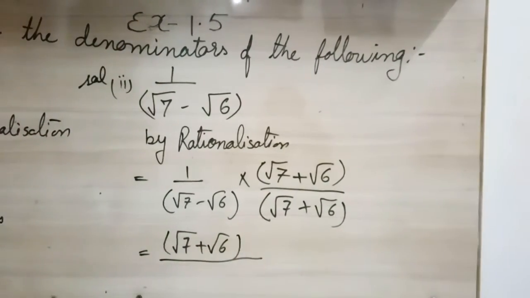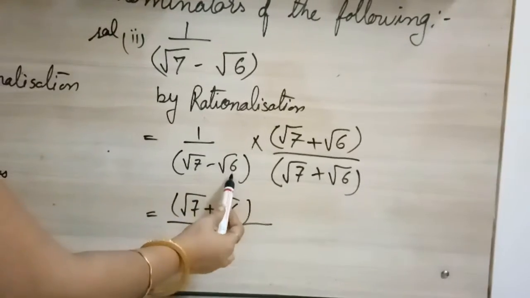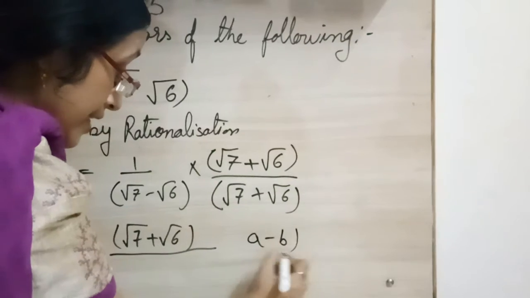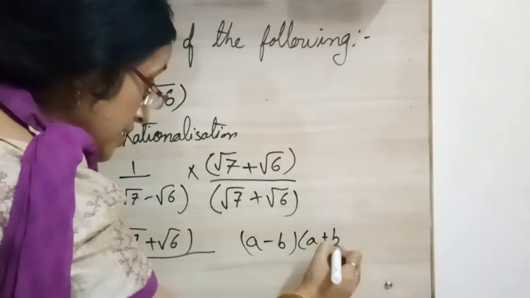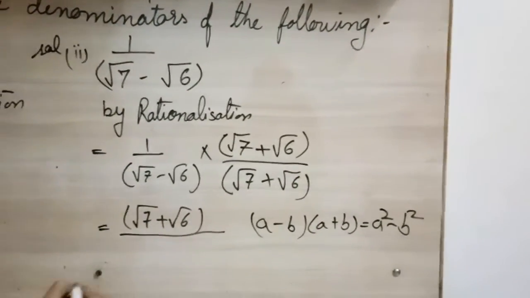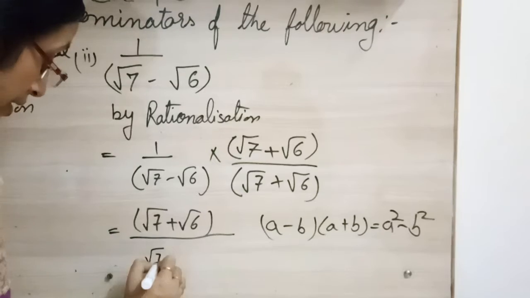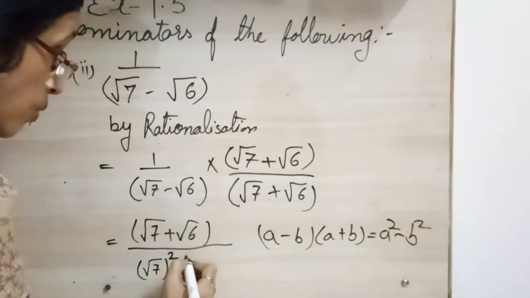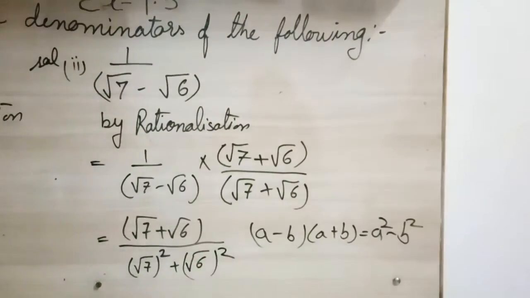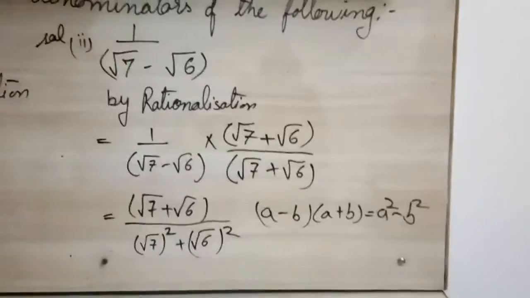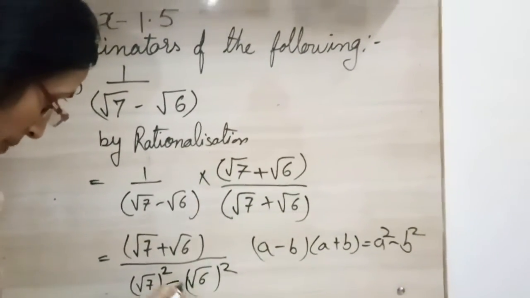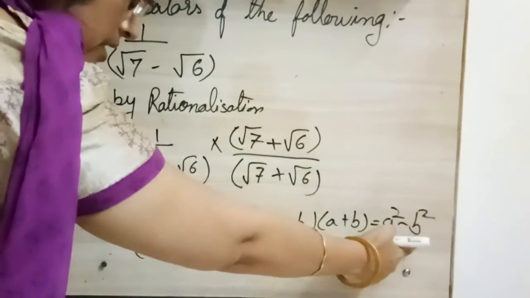And in the denominator, if you observe properly, root 7 minus root 6, root 7 plus root 6. Which identity have we studied? A minus b, a plus b is equal to a square minus b square. So what will it become? It will become root 7 square minus root 6 square. Here I had written plus by mistake. It will come minus. Okay, a square minus b square.